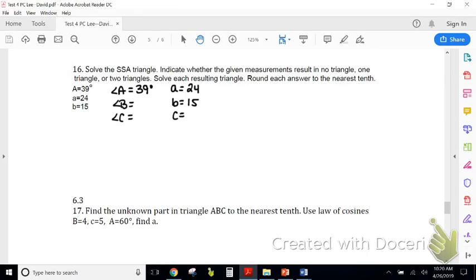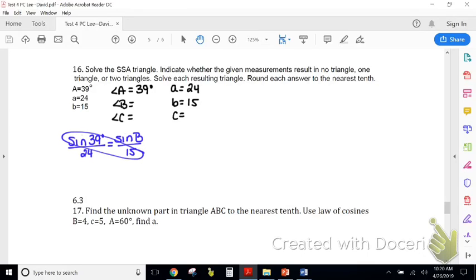All right, so when we have two sides and an angle, when we have the side-side angle triangle, then we're going to have to check for that second triangle. So remember, you start off just like you do with any others. What do you want to find first? Angle B. So using the law of sines, since we know angle A and side A, we can use that. We know that sine of angle A, the 39 degrees, over side A, which is 24, is going to equal sine of angle B over side B, which is 15.